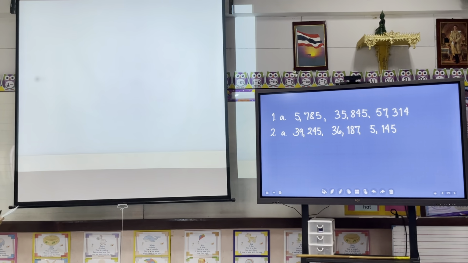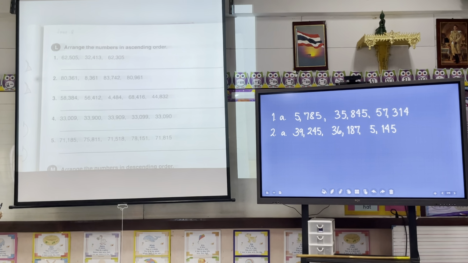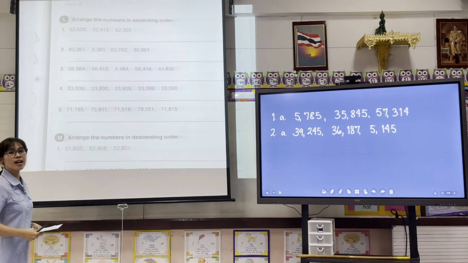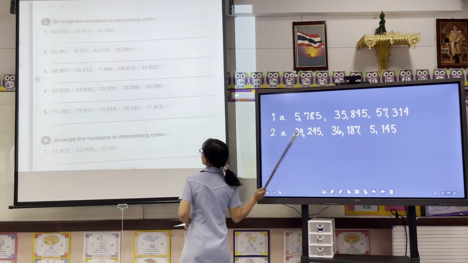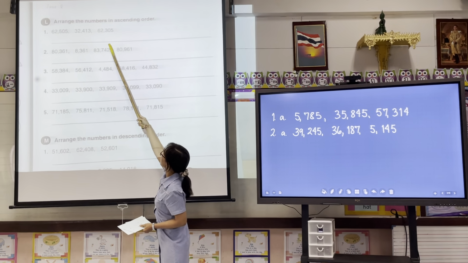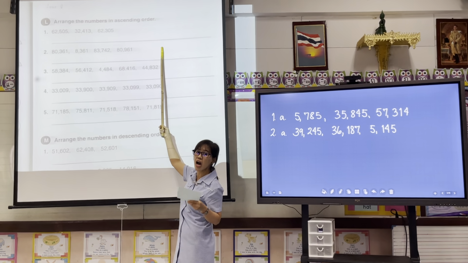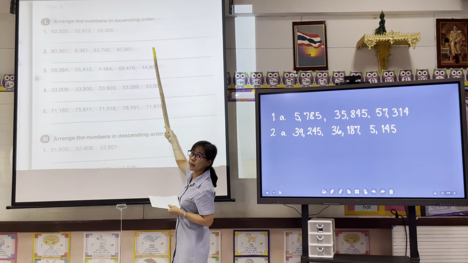Okay. So for your activity for this lesson, please answer your workbook in page 9. Page 9, letter LM. Okay? Letter LM. Please, in letter L, arrange the numbers in ascending. Okay? Remember, ascending up, going up. Right? Okay? That is your tip.